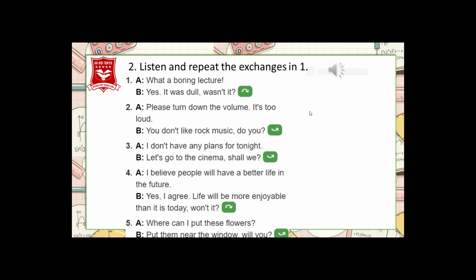So now let's practice and listen and repeat the exchanges in exercise 1. Unit 9. Language. Pronunciation. Activity 2. Listen and repeat the exchanges in 1.